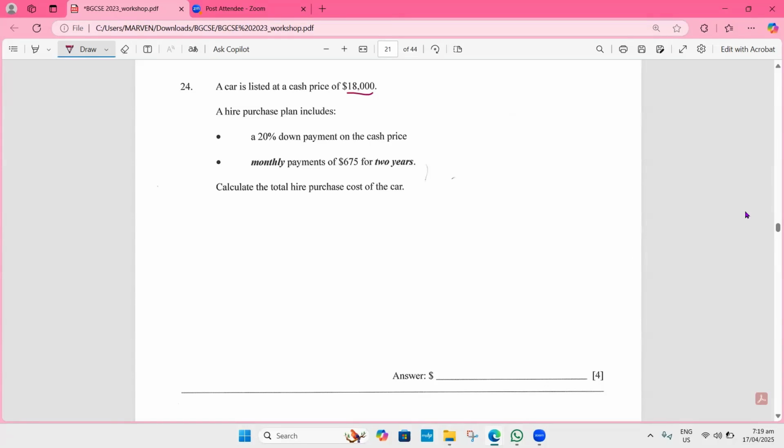So how are we going to compute the total hire purchase? First we need to get 20% of the cash price. So that is multiplying 18,000 by 20% converted into a decimal, which is 0.2. So 18,000 times 0.2 will give you how much? It's 3,600.